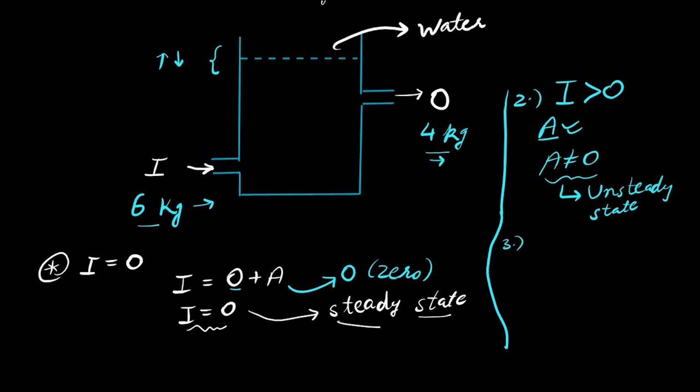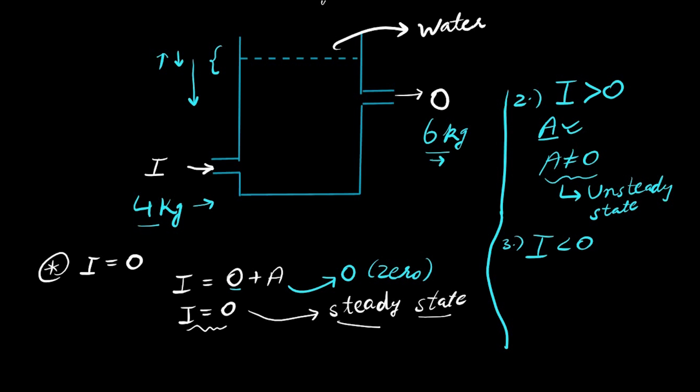Let's erase this value once again. Now let's say that the inflow is 4 kg and the outflow is 6 kg. Now I just reverse the values. In this case, the inflow is smaller than the outflow. And obviously, if the inflow is lesser, the amount of water flowing inside is less and the amount of water flowing outside is greater, then the level will decrease. The level of the water in the vessel will decrease.